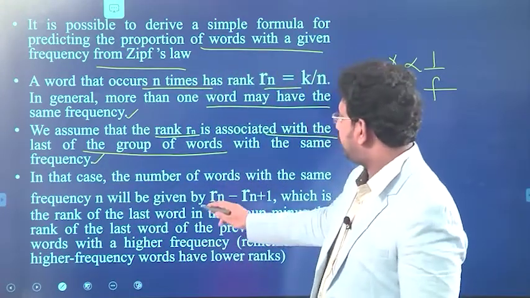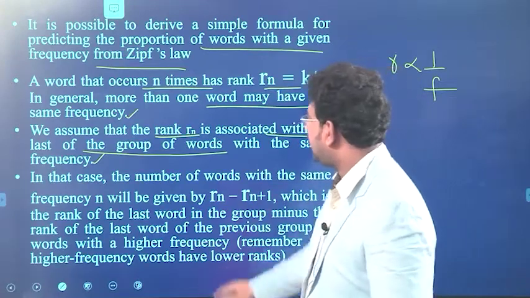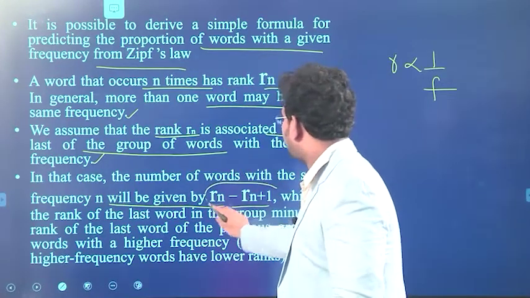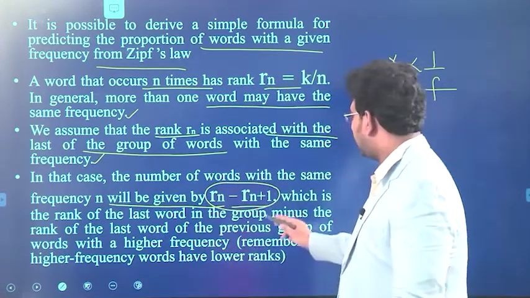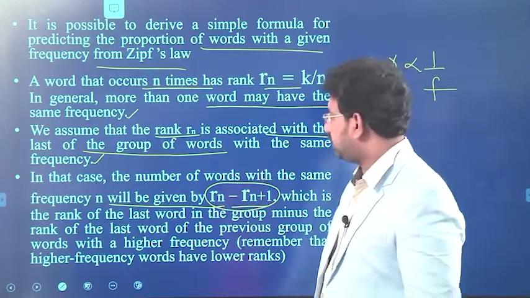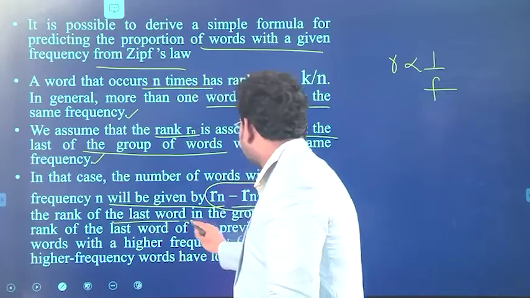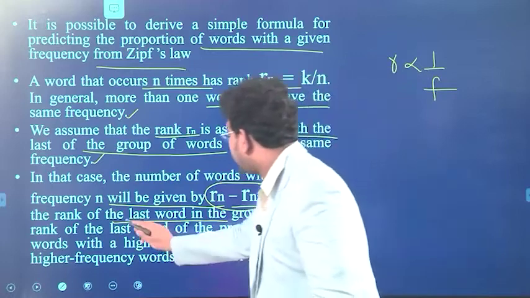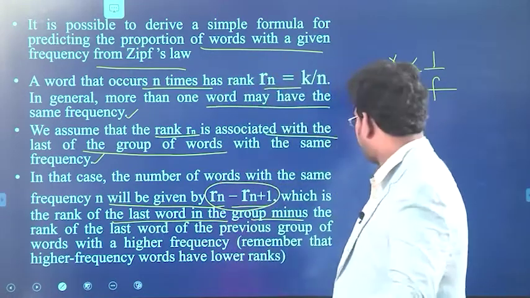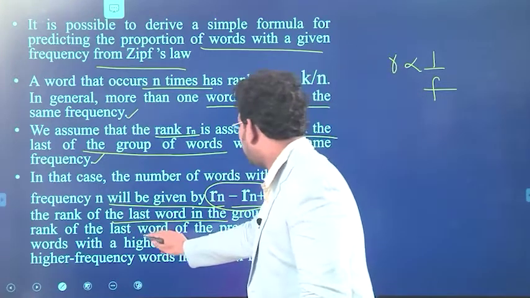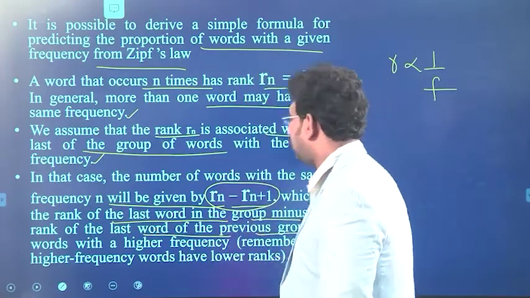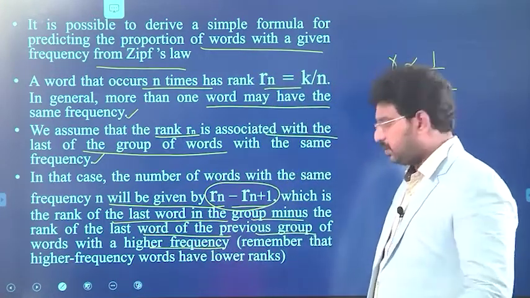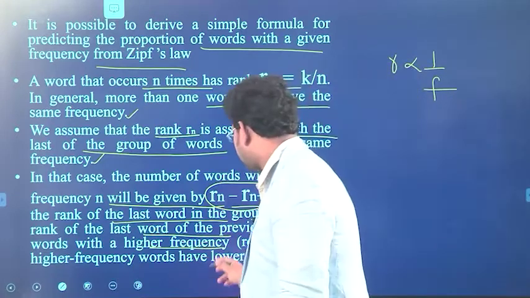In this case, the number of words with the same frequency n is given as Rn minus Rn plus 1, which is the rank of the last word in the group minus, so observe the formula, the rank of the last word of the previous group of words with a higher frequency. Remember that higher frequency words have the lower ranks.